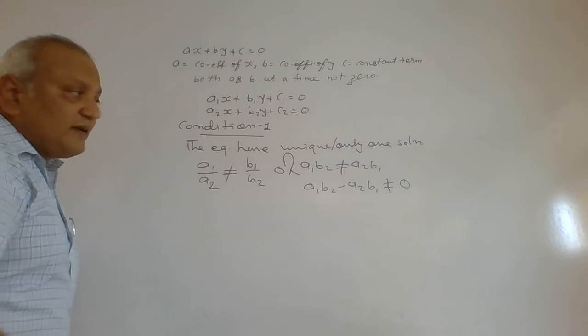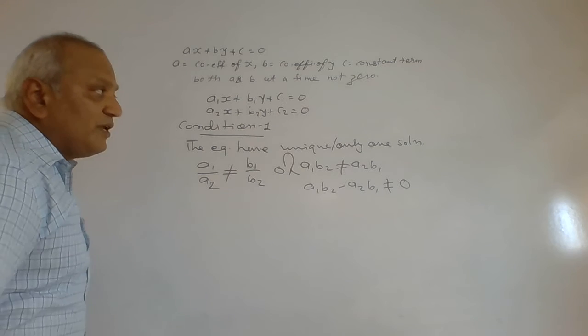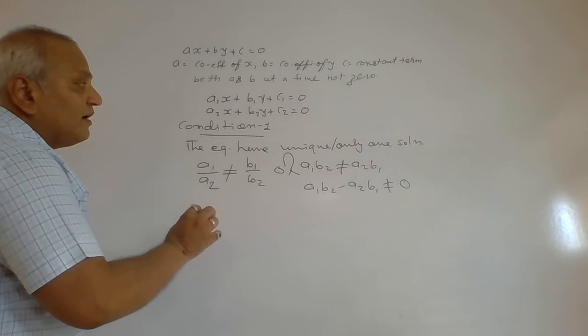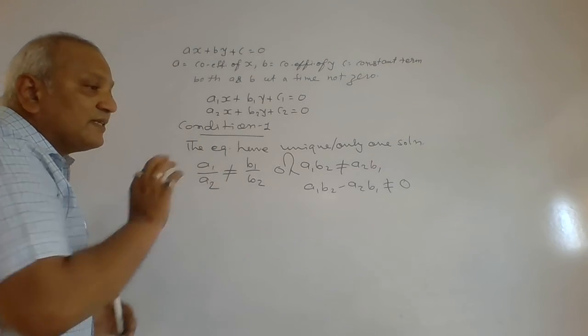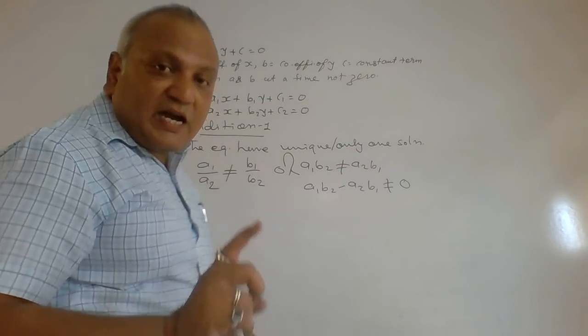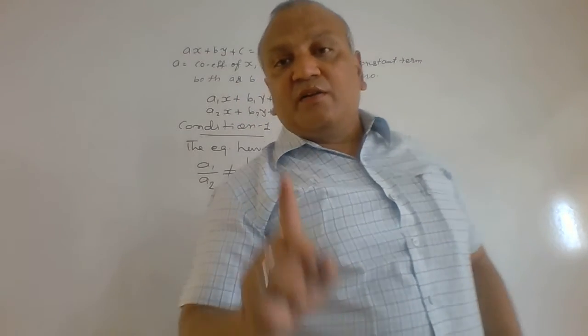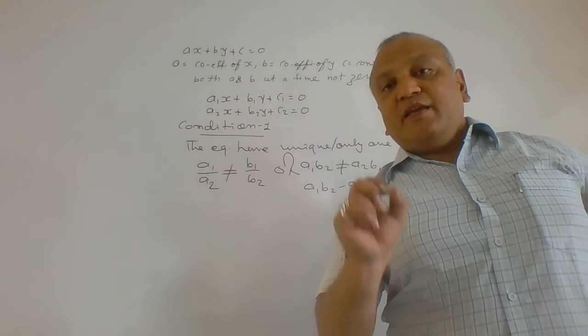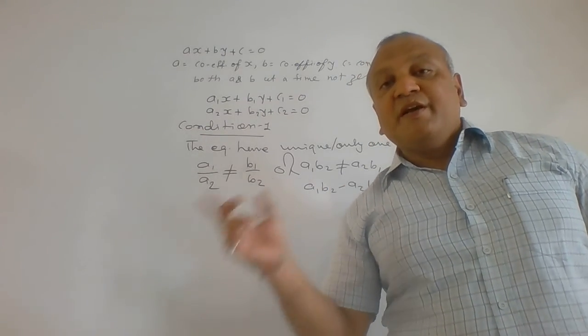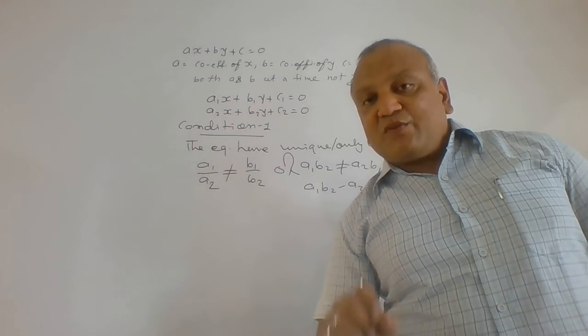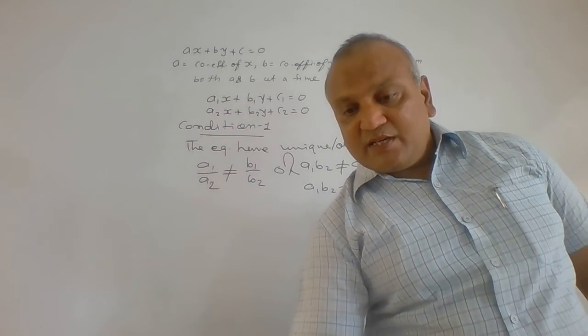These are the conditions for a unique solution, and if we draw the graphs of these two equations, then both the graphs meet at one point. If there is one solution or more than one solution, we can say that the equations are consistent. Is it clear?